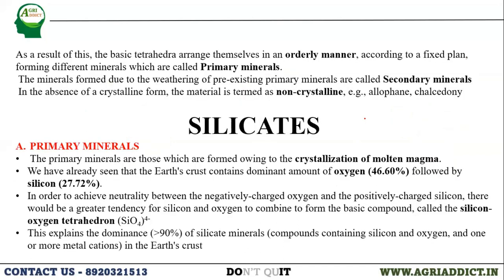Next is silica, primary minerals and secondary minerals. Primary means the initial rock forming minerals. They are formed in an orderly manner. Next, the minerals which are formed due to weathering of pre-existing primary minerals are secondary minerals, which are non-crystalline. Examples are allophane and chalcedony. So now we will see the silicate minerals.